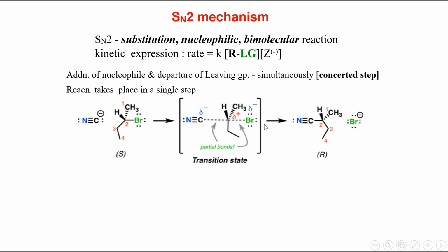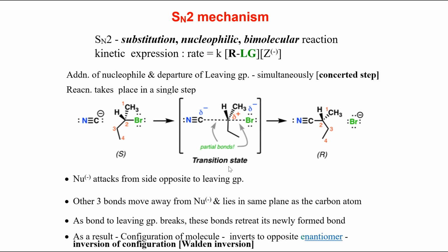If it would have attacked from the front side, then the configuration of the starting material would have been retained in the product also. But here there is reversal of configuration. There is a clear-cut indication that attack takes place from the backside of the leaving group. This is the first evidence given in support of the molecular mechanism put forward.